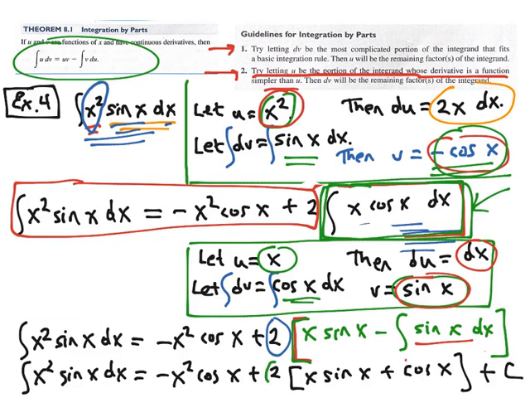And if you would like, you can take this 2 and distribute it to the 2 terms that you have, and if you choose to do that, your answer will be 2x sine x plus 2 times cosine x. And then you have the plus c. So here's an example of a problem in which we had to apply integration by parts twice to find our antiderivative.